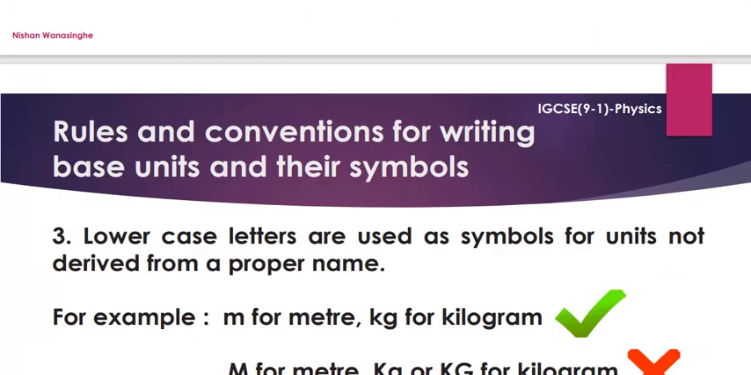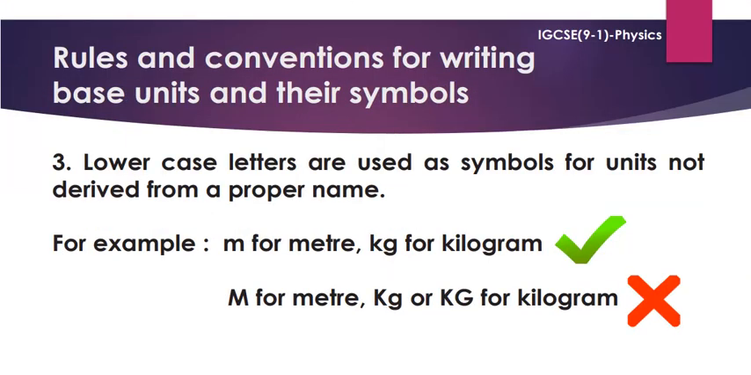If the unit is named after a scientist's name, you have to write its symbol with a capital or uppercase letter. Third rule, lowercase letters are used as symbols for units not derived from a proper name. That is also a very famous one. We already know a meter is not the name of a scientist or a person, right? Kilogram, kg. If you use capital M, that is wrong. It is a very silly mistake if you use capital M or capital K and G.